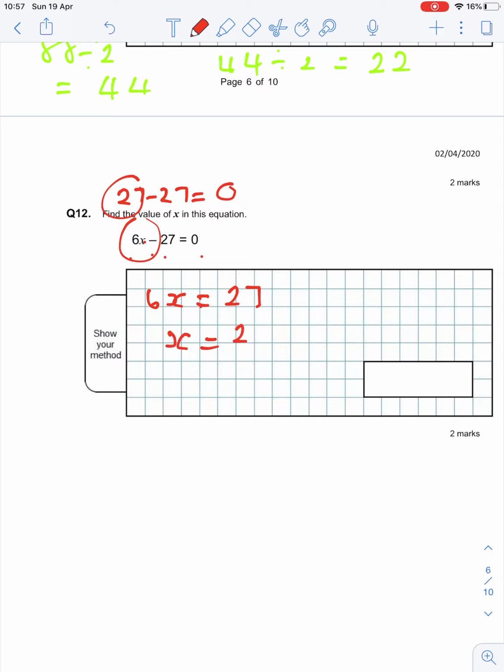So x equals 27 divided by 6. So 27 divided by 6 gives you 4.5.